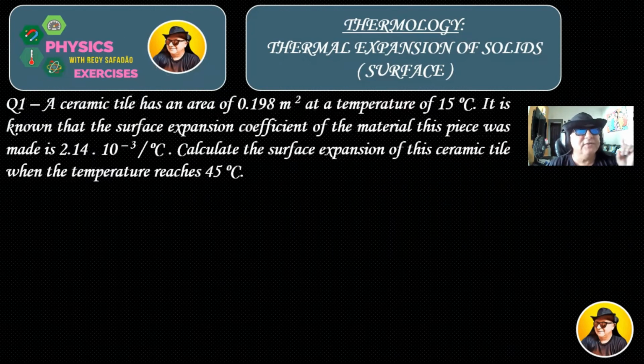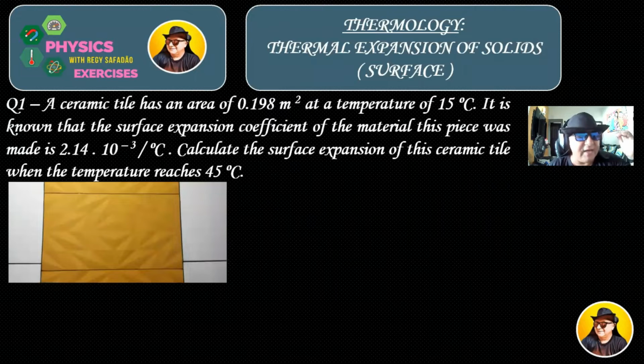A ceramic tile has an area of 0.198 square meters at a temperature of 15 degrees Celsius. It is known that the surface expansion coefficient of the material this piece was made of is 2.14 times 10 to minus 3 over degrees Celsius. Calculate the surface expansion of this ceramic tile when the temperature reaches 45 degrees Celsius.